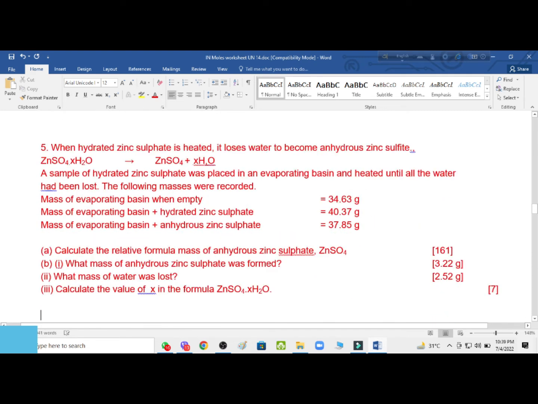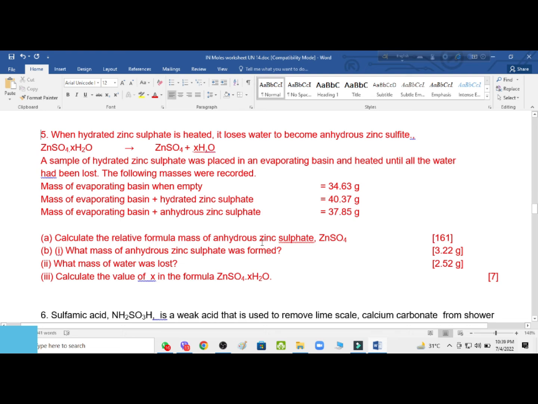Next, question number 5. This is an experimental question. Hydrated zinc sulfate, crystal, solid crystal, hydrated with water, so we call it hydrated. When heated, water is lost. Water goes away, leaving what? The dry zinc sulfate, or anhydrous zinc sulfate, behind.